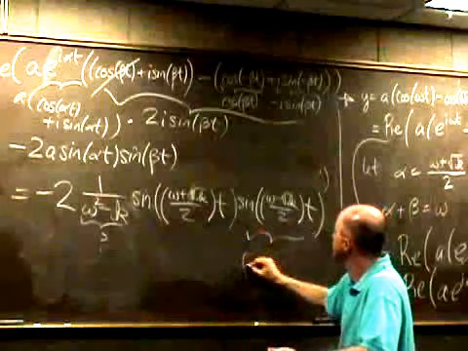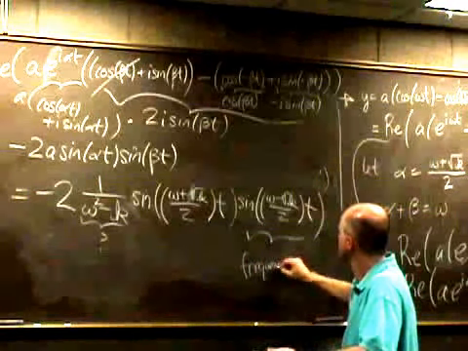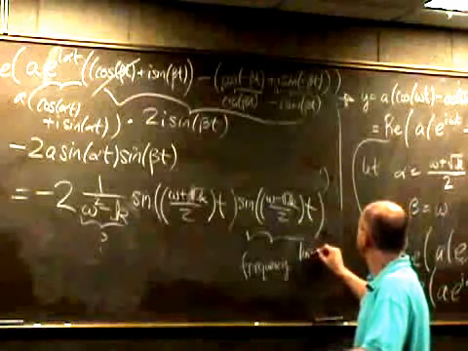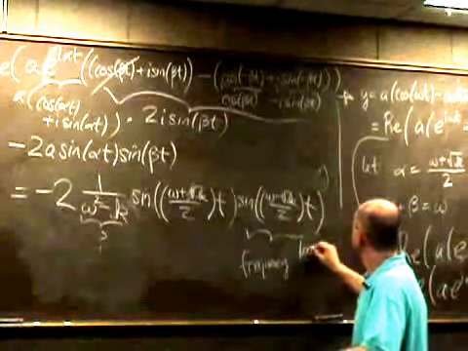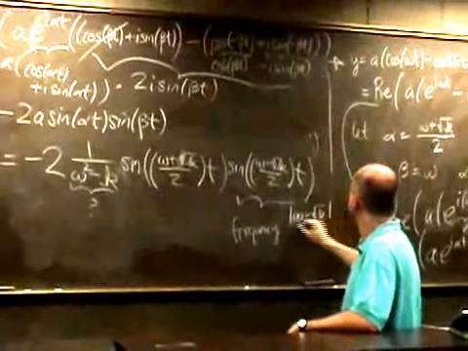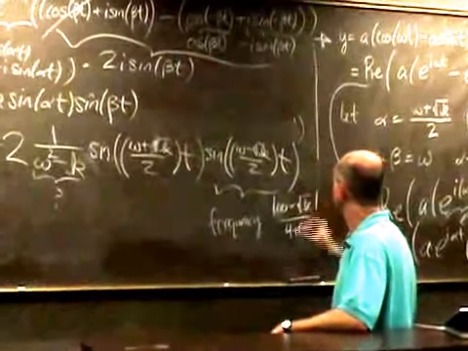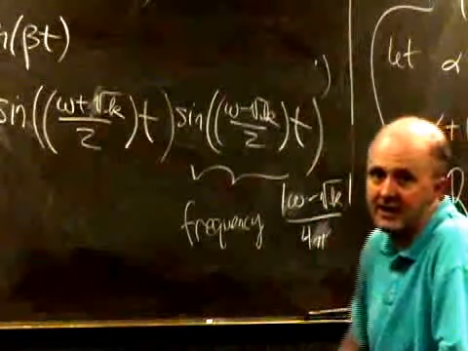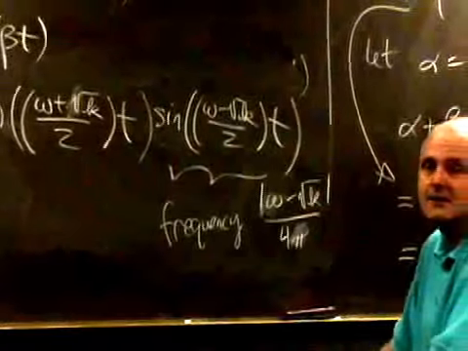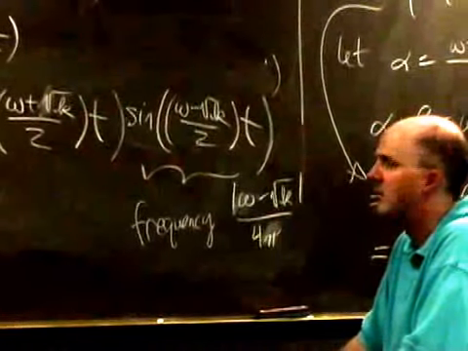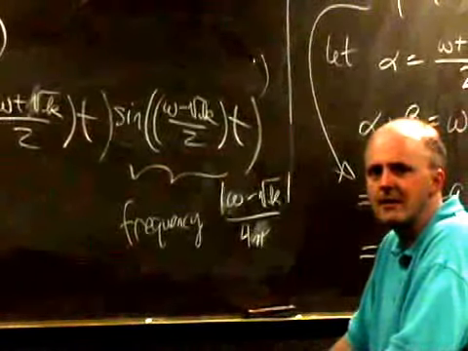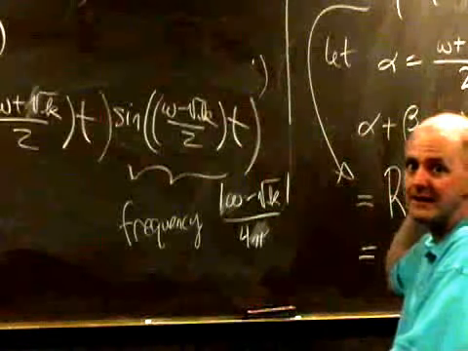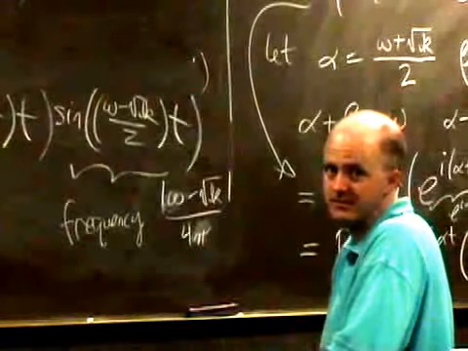This thing has frequency the absolute value of ω minus the square root of k, divided by 4π. Real small if indeed ω is close to the square root of k. What does small frequency mean? It means it's a wave that oscillates slowly. The period is large.